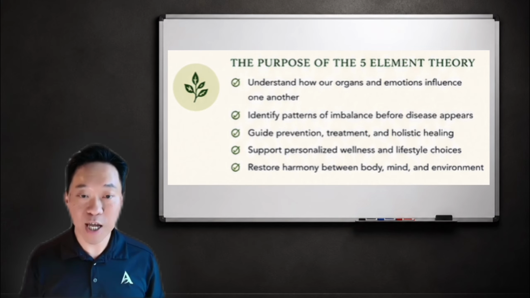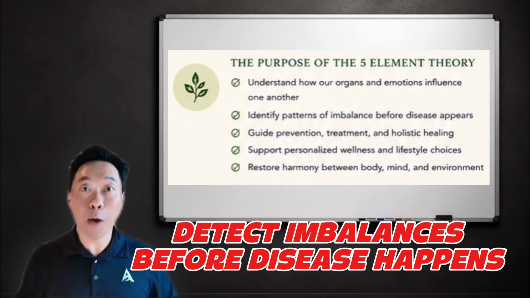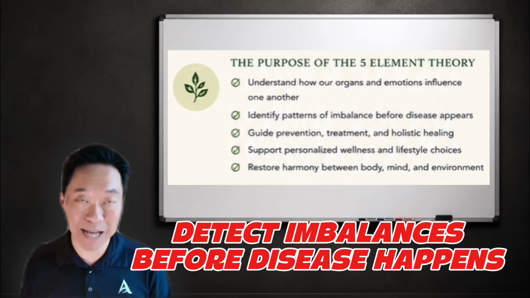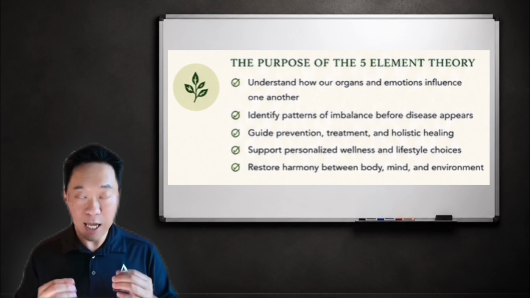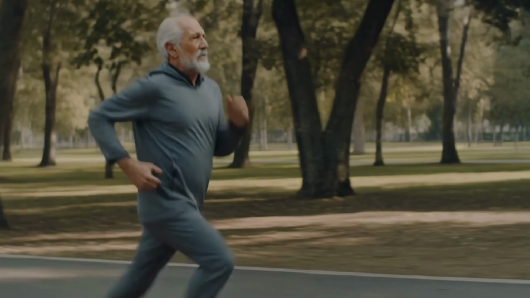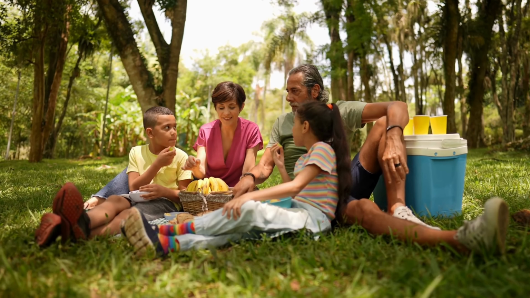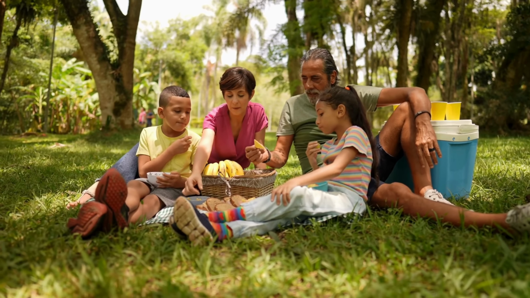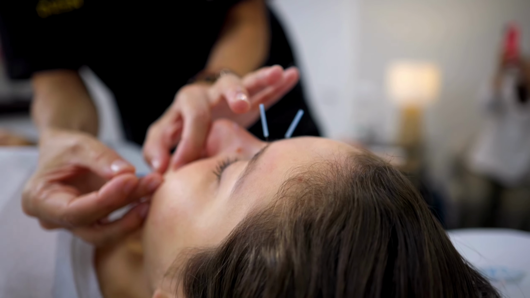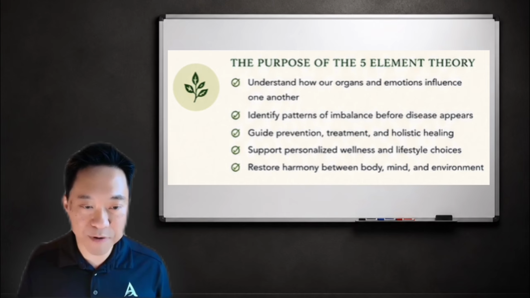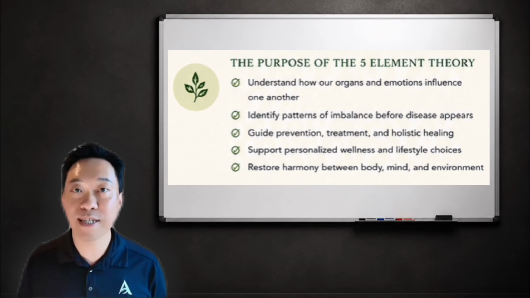Traditional Chinese medicine was created to detect imbalances before the disease happens. So it's important for you to be healthy, to be fully functioning, like you have a high quality of life. You can do whatever you want. If that is your key, you want to use TCM because TCM can identify weak spots before they cause problems for you. The five element theory also helps guide prevention treatment and supports personalized wellness.